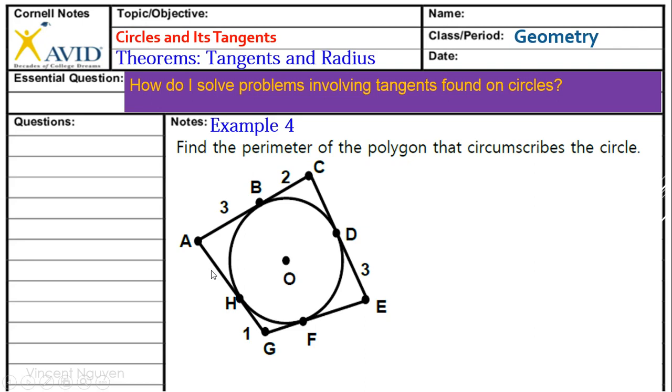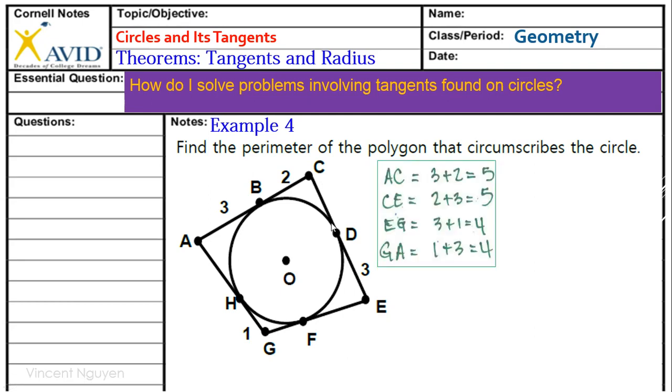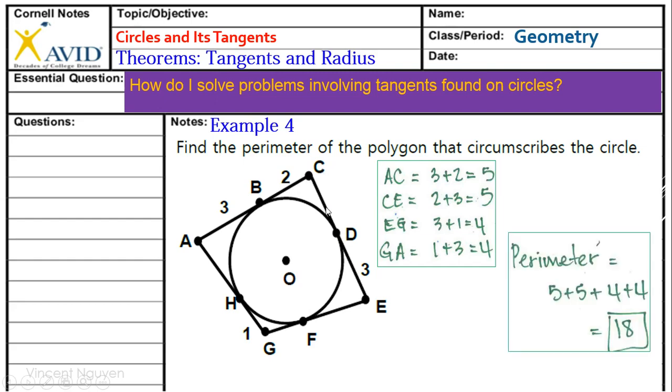So I'm going to fill out all the missing segments real quick in order for me to find the perimeter. To find the perimeter, I've got to add all of these things up, right? So I have to know all of these missing values that are here, okay? So I need to know what AH is, what GF is, what FE is, and then CD. But it's easy. They're congruent, okay? AC is 5. CE is 5 also. How do I know that? Because CD has to be 2, because CD is equal to CB, because they're both tangents that come from the same point.